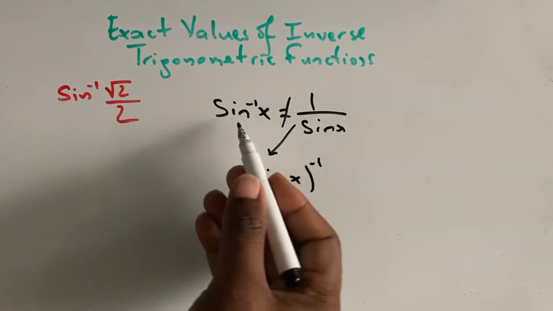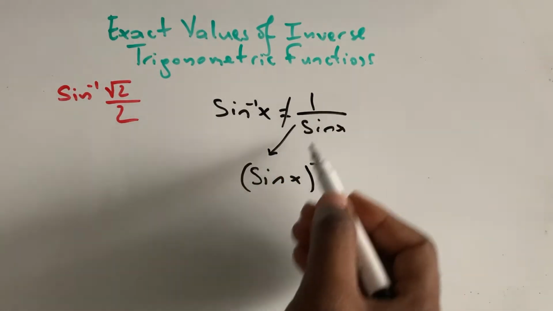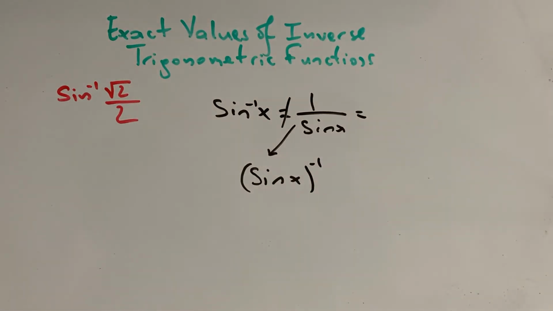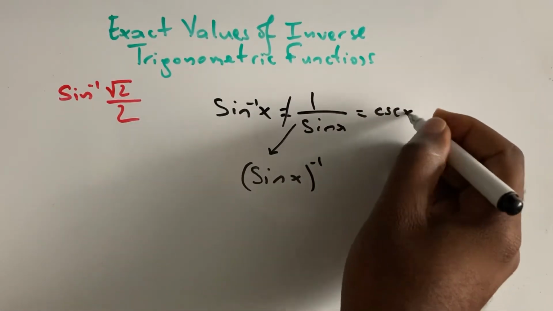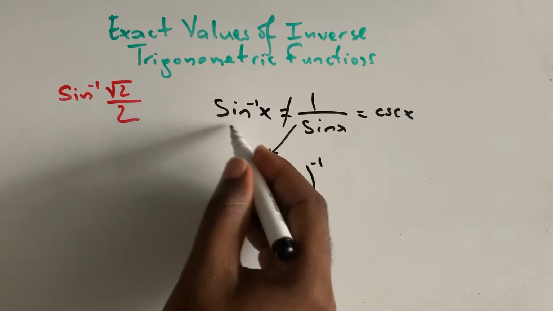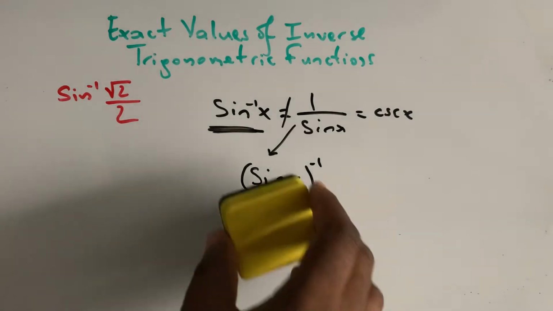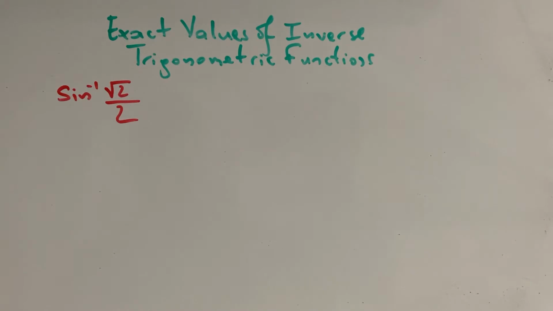But this is different. The reciprocal is different, and in this case, as you all know, it would just be cosecant of x, but it's not this one here. So this is not it. So now, if it's not this, what you have to do is just a couple of steps.